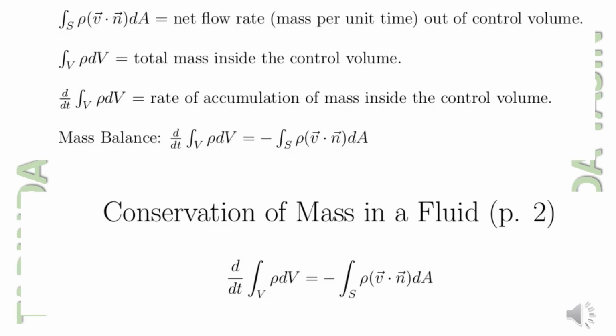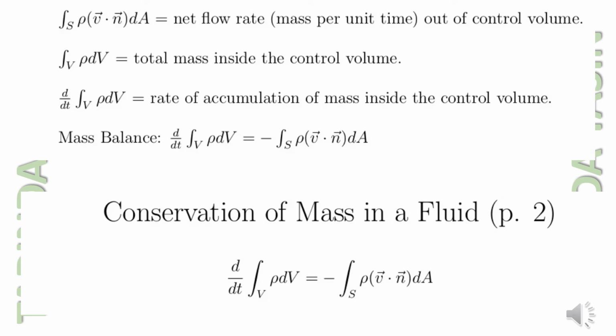So we can write integral over S of rho v dot n dA, which is equal to the net flow rate of mass per unit time of the control volume. Integral over V of rho dV is the total mass inside the control volume, and d/dt of integral over V of rho dV is the rate of accumulation of mass inside the control volume. The mass balance is d/dt of integral over V of rho dV equals minus integral over S of rho v dot n dA.